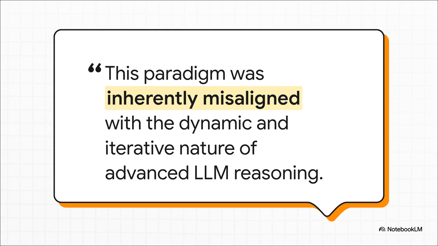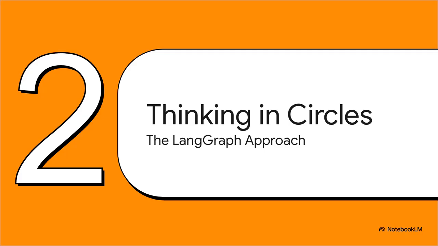And that right there gets to the absolute core of the issue. Real advanced intelligence isn't a straight line, it's a cycle, right? You think about something, you do something, you see what happens, and then you use that new information to think again. That whole process requires loops and the ability to adapt on the fly, things that the old one-way model just wasn't built for. And this is exactly why LangGraph was created. It was built to let AI agents finally break free from that straight line and start, well, thinking in circles.